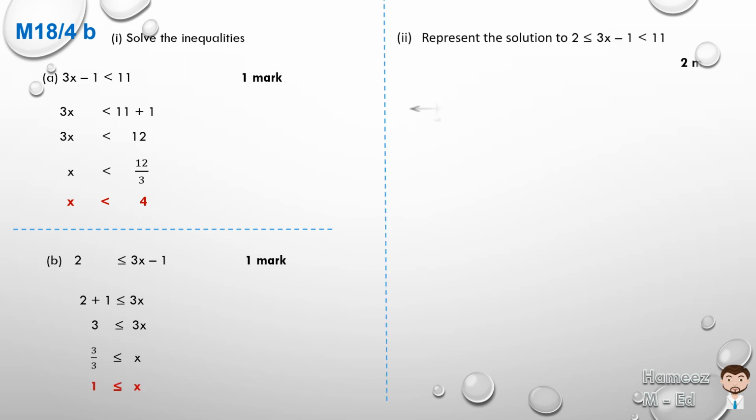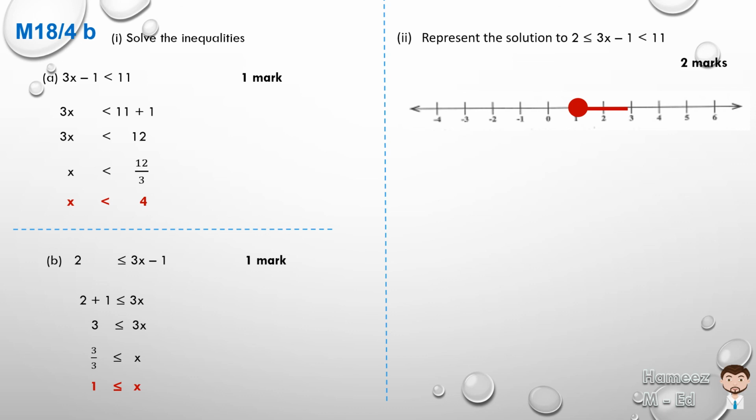And for the last part of the question, part 2, represent the solution to 2 less than or equal to 3x minus 1 less than 11. So if we look at the first part, 2 is less than or equal to 3x minus 1. That was actually part B, where we recognize 1 is less than or equal to x. So we can draw that. We can say that x can be 1. So we can draw a solid circle at 1. And since 1 is also less than x, that means x is more than 1. So it's going to the right. So we draw this solid circle to say 1 is equal to x, or 1 is less than x, means the line is moving to the right.